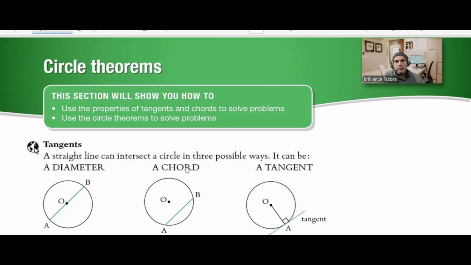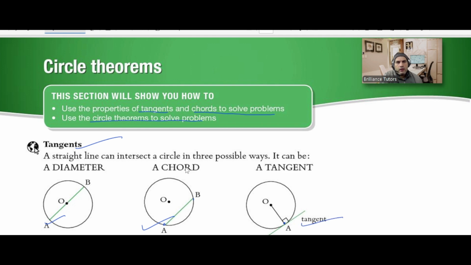Use the properties of tangents and chords to solve this problem, and use the circle theorem to solve the problems. Tangent, what is a tangent? This is a diameter, you already know, and this is a chord. When you connect 2 points on the circle, that is called a chord. And a tangent is any line which touches 1 point on the circle.